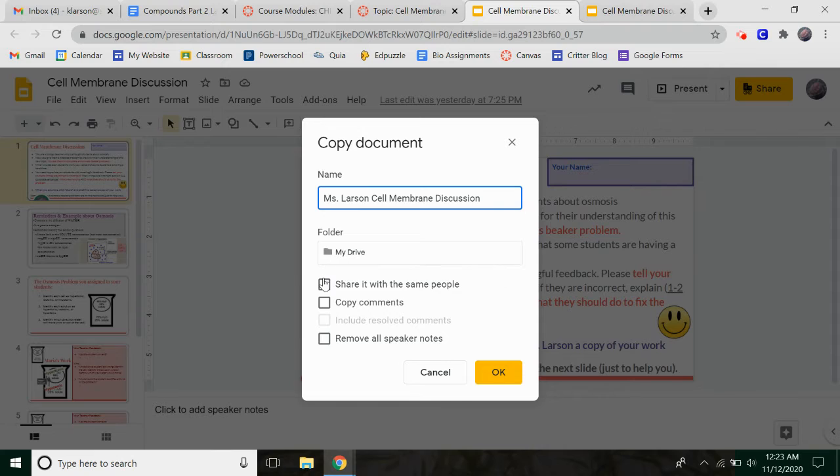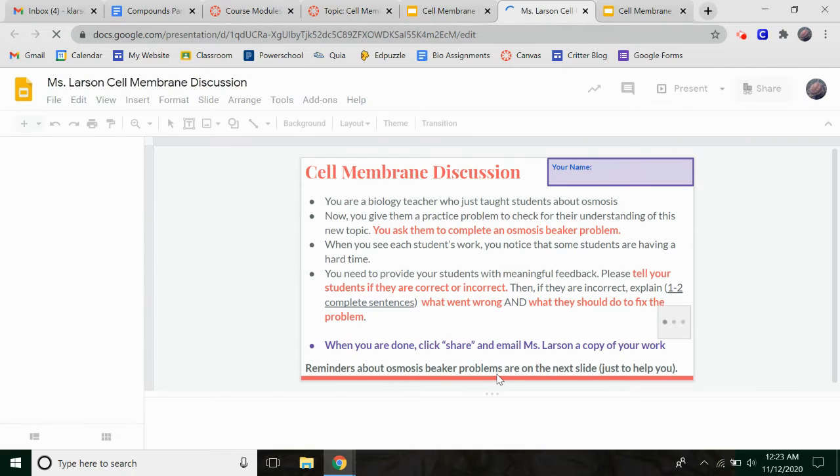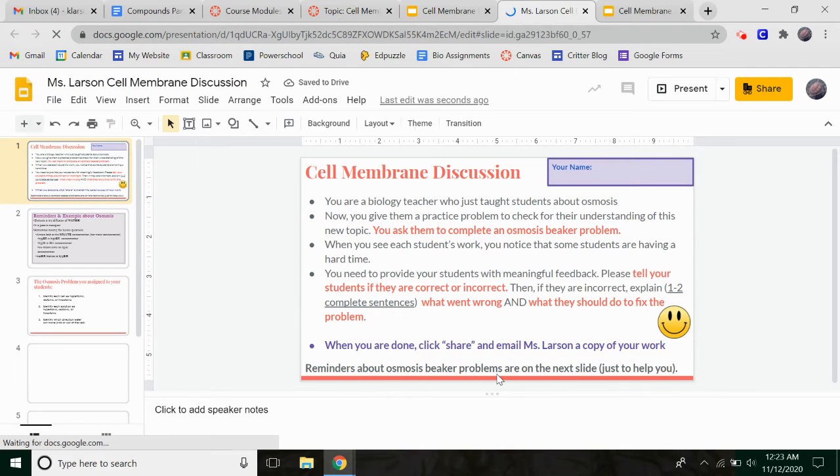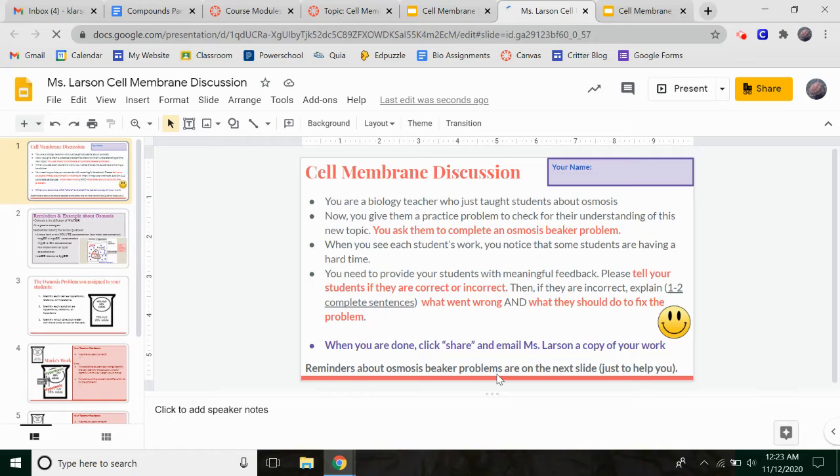This is going to make it even easier. You can click share with the same people, and that's going to make it easier for me to see your work when you turn it in. Then you would click OK, and it's going to make a copy of this Google discussion board on Google Slides for you.